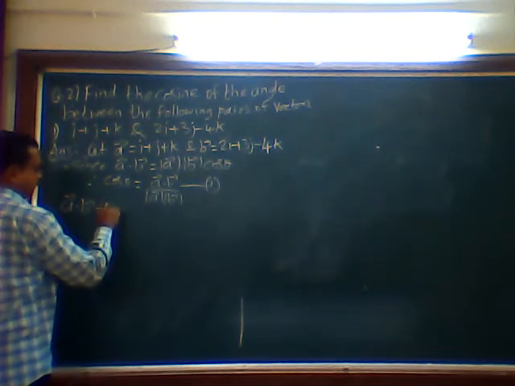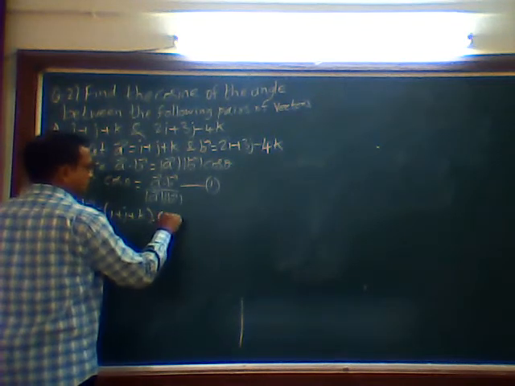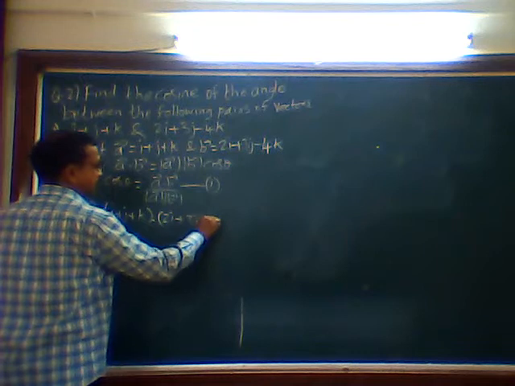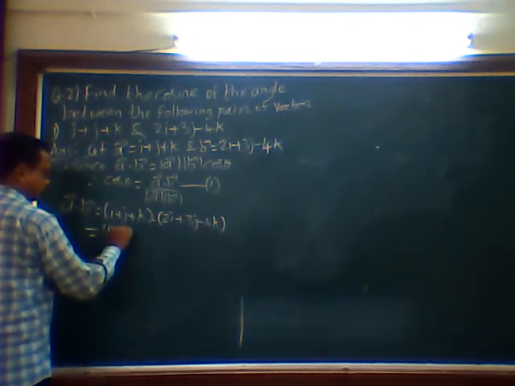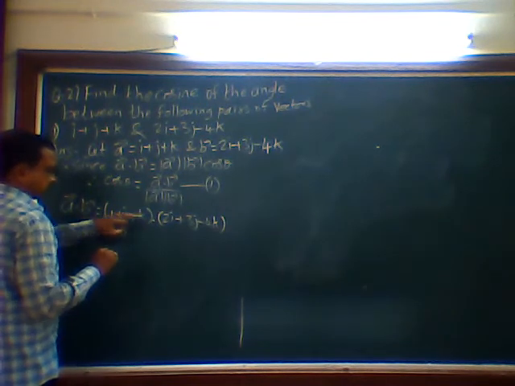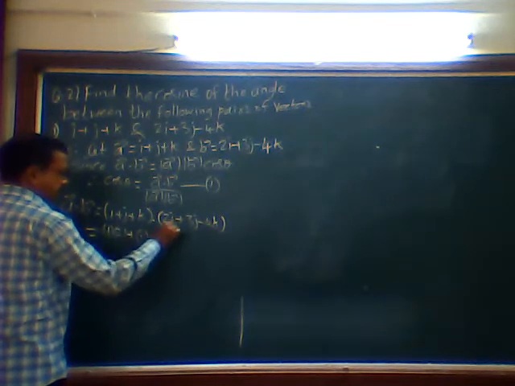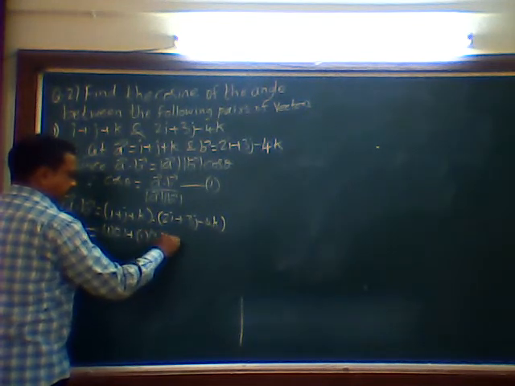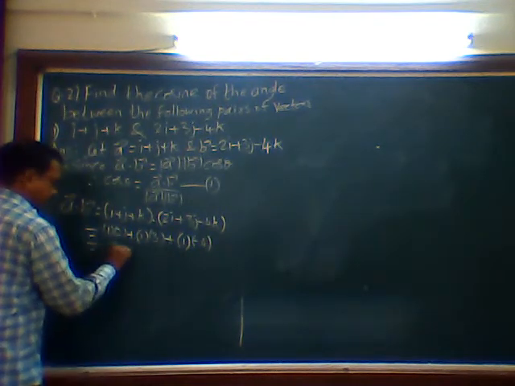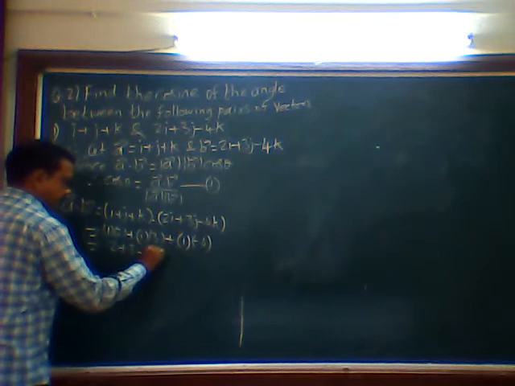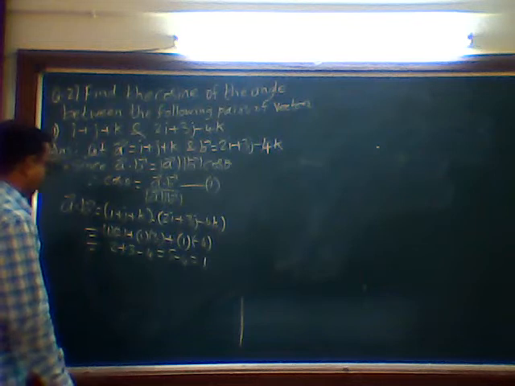What is a bar dot b bar? i plus j plus k dot 2i plus 3j minus 4k. 1 into 2, the coefficient of i is 1 here and 2 here, 1 into 2 plus, j is 1 here and 3 here, plus again 1 and here it is minus 4. What we get? 2 plus 3 minus 4, that is 5 minus 4 is 1. Okay, we got a bar dot b bar.